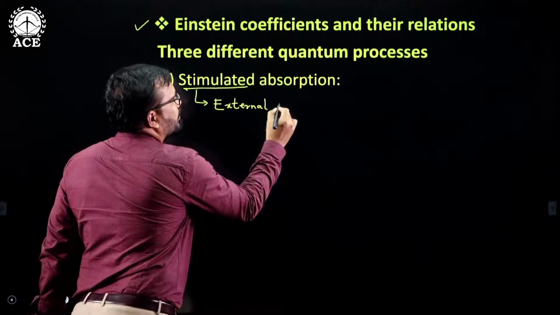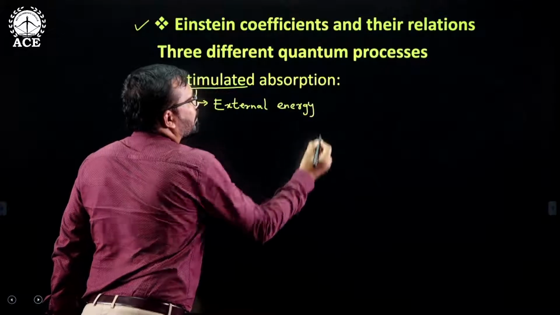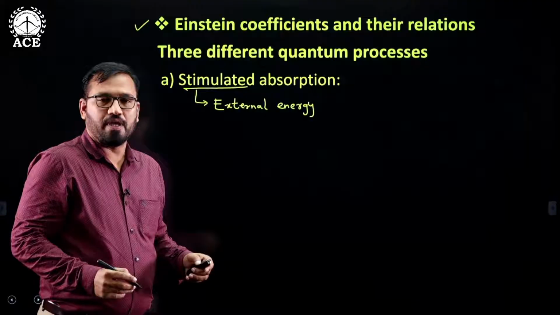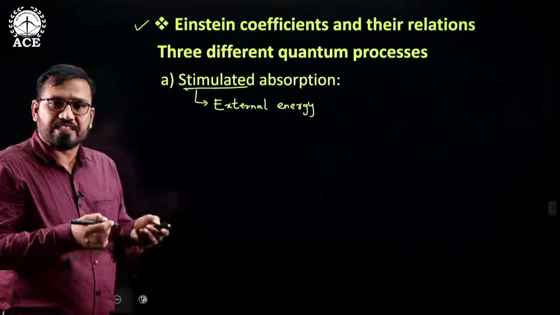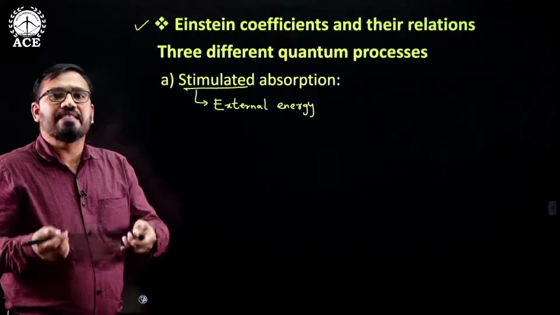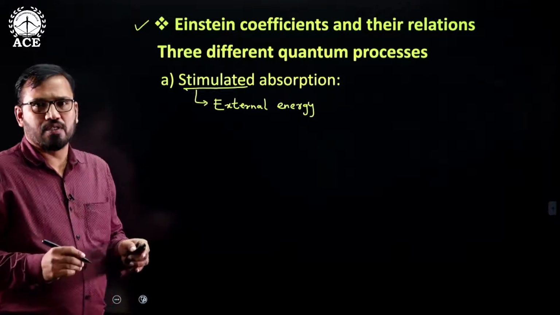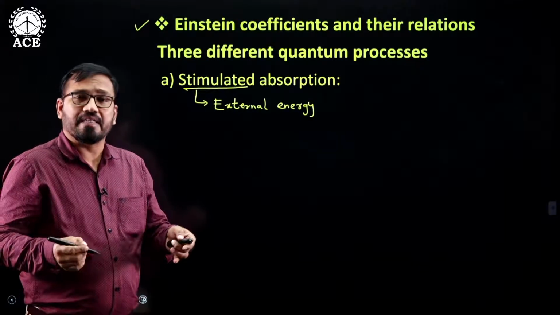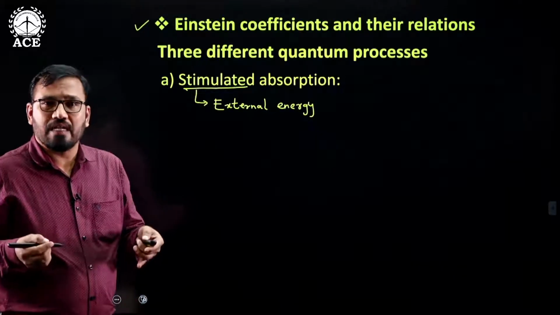What are you using? Some external energy you are using. So absorption means receiving the energy, means taking that energy. When energy is given externally, the atoms will excite from lower energy level to higher energy level. So in order to excite the atoms or the particles or the electrons, what do we have to give? We have to give the external energy.